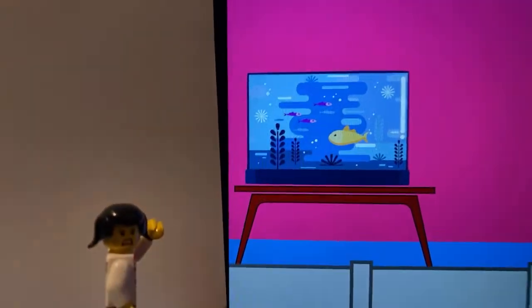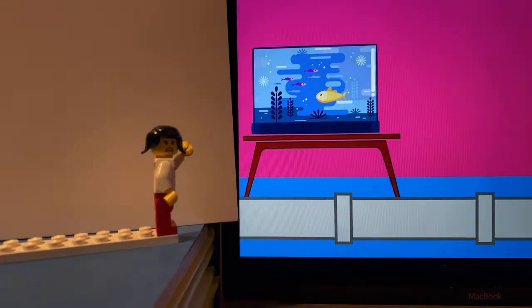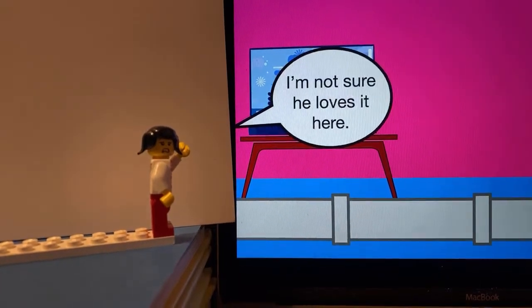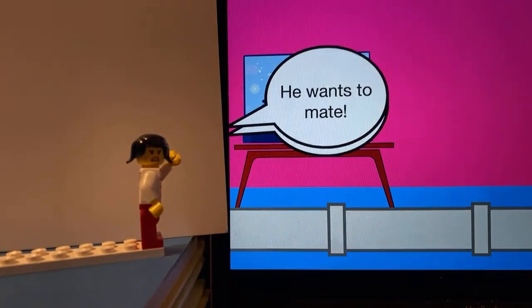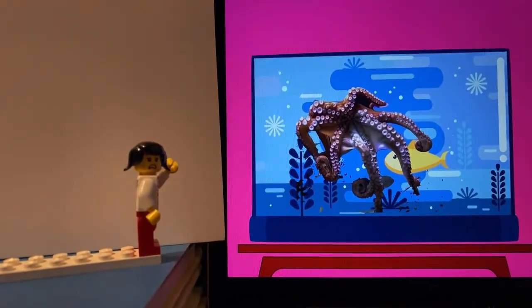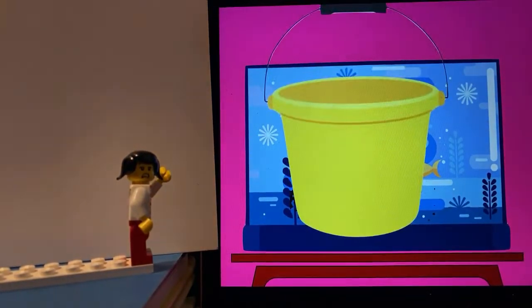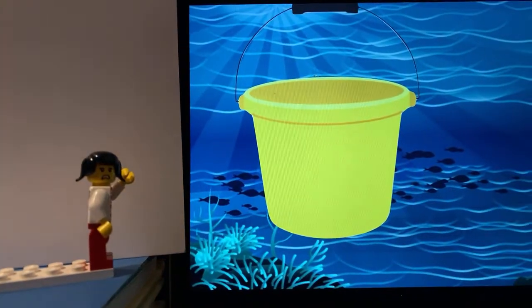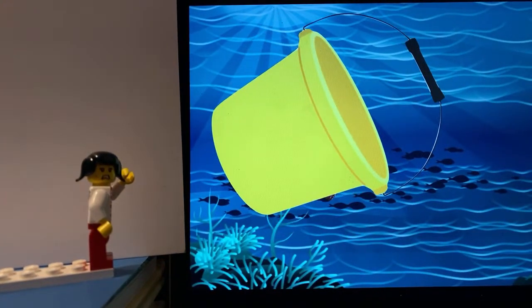Well done, aquarium. As far as I'm concerned, they did the right thing. They thought, you know what, it's probably mating season for Sid, and we should set him free. So that's what they did. They scooped him up in a bucket, the day before Valentine's Day, possibly a bit of a marketing ploy, and released him into the sea.